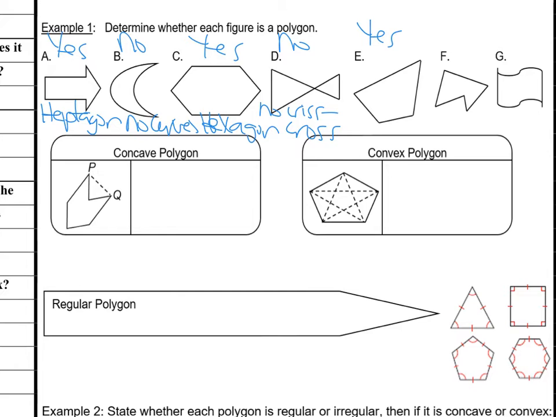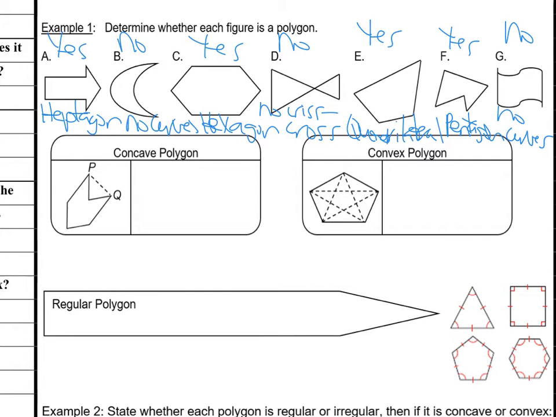E is yes. A 4-sided polygon is called a quadrilateral. F is yes. A 5-sided polygon is called a pentagon. And G is no. Remember, a polygon is formed by segments, so it should not have any curves.